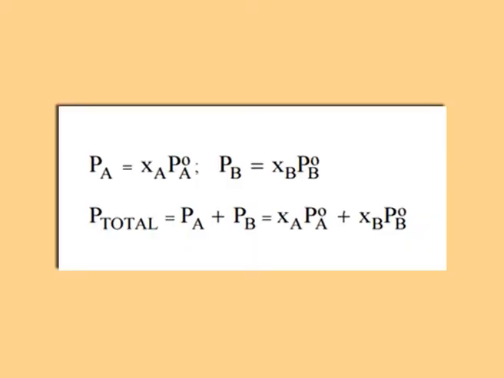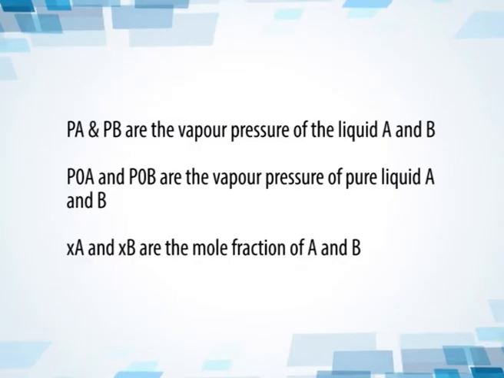So, total vapor pressure becomes Pa plus Pb, where Pa is equal to the mole fraction of A times Pa naught, and Pb equals the mole fraction of B times Pb naught. So, P total becomes the mole fraction of A times Pa naught plus the mole fraction of B times Pb naught, where Pa and Pb again are the vapor pressures of liquids A and B. Pa naught and Pb naught are the vapor pressures of pure liquids A and B if they alone occupy the same volume. And with this, we can correlate the phase diagram.